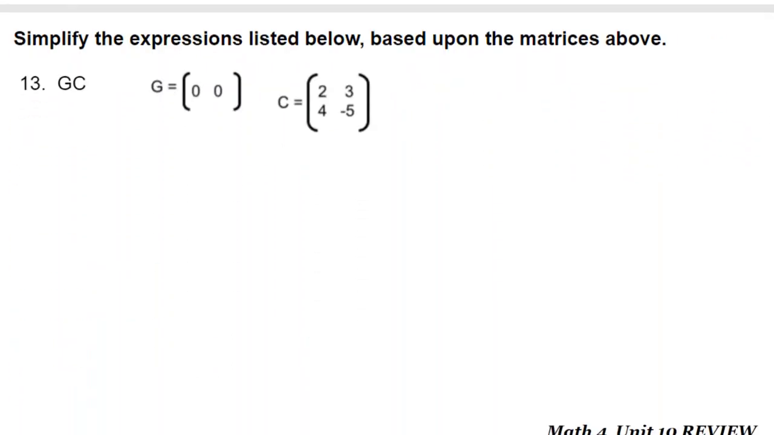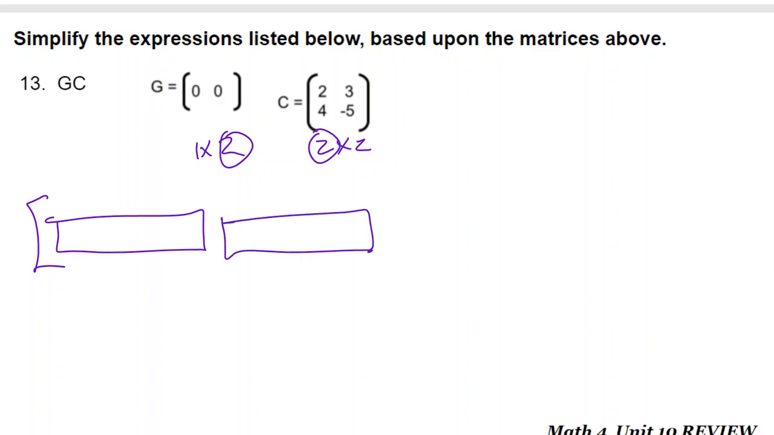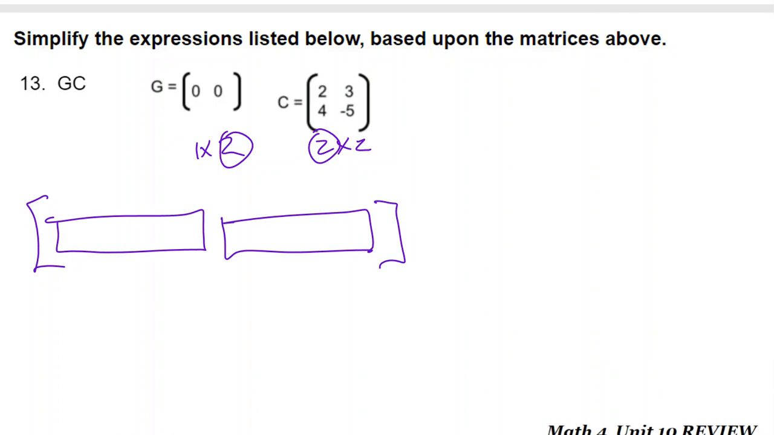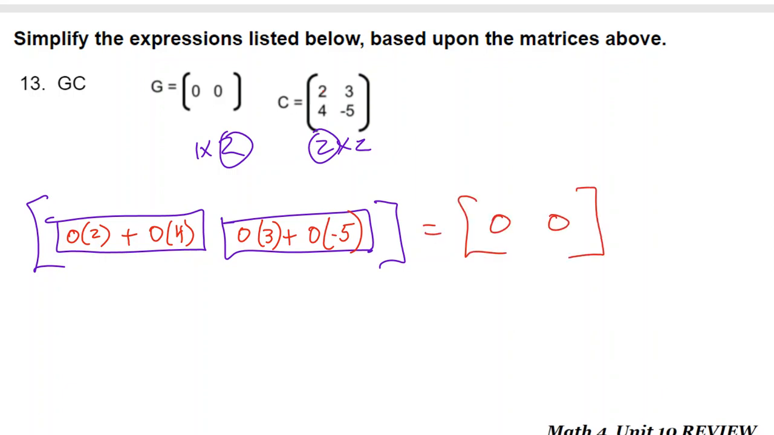All right, G times C. This one is, well, let's see now, it's a 1 by 2 and a 2 by 2, so this is doable. Our answer is going to be a 1 by 2. We're going to say 0 times 2 and 0 times 4. I think we kind of get a clue as to where this is going. 0 times 3 and 0 times negative 5. Which means we're going to wind up with that again.